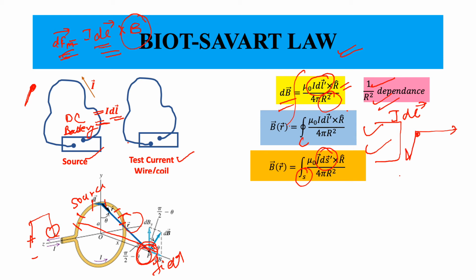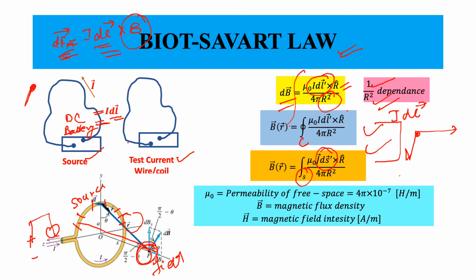Okay, so this is from the current element to the point where you are evaluating the magnetic field. So this is the cross product that we discussed. The third thing that you have to see here is a quantity called mu naught, the permeability of free space. I am assuming that there is no other magnetic field and we are doing everything outside the magnetic material. So this is called magnetic permeability of free space.